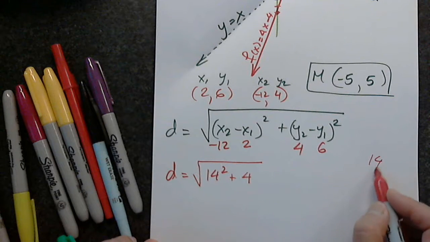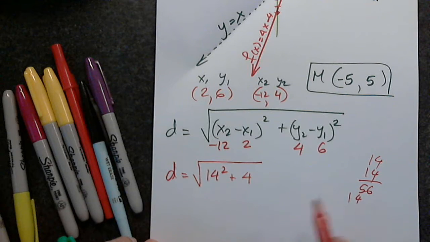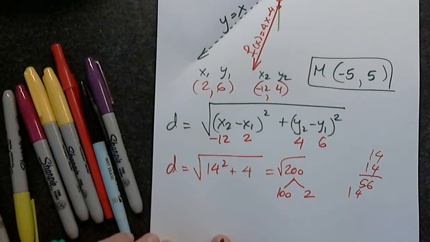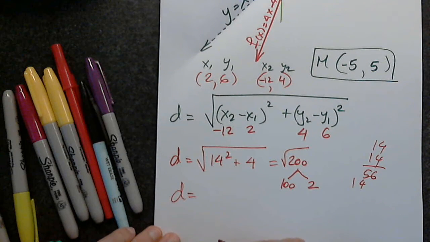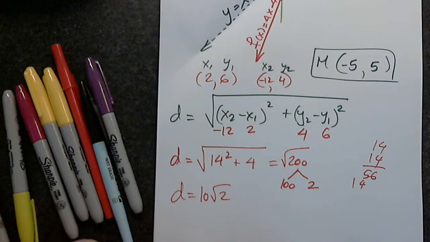So 14 squared is 196, plus 4 is 200. I will have to simplify it into 100 times 2. So I will write that the distance is the square root of 100, which is 10, and the square root of 2, which is the square root of 2. Any questions so far? Any questions?